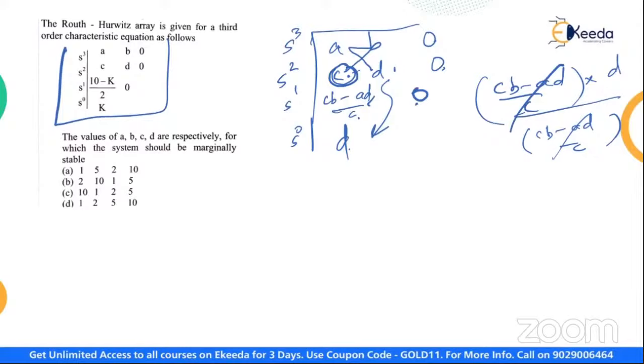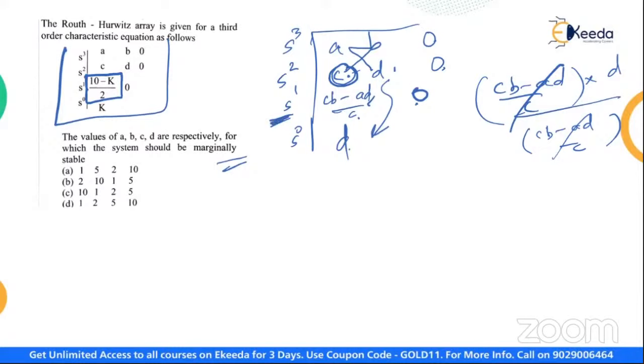No worries. Now just see here. So this is S to the power 0. Now what were you having here? You were having this 10 minus K upon 2, and here you are having CB minus AD by C. Is it correct? Yes. Now, if you want the system to be marginally stable, what do you want? You want that this S to the power 1 row should become 0. Correct or not? If you want the system to become marginally stable, an entire row should become 0. Which means this row should become 0.